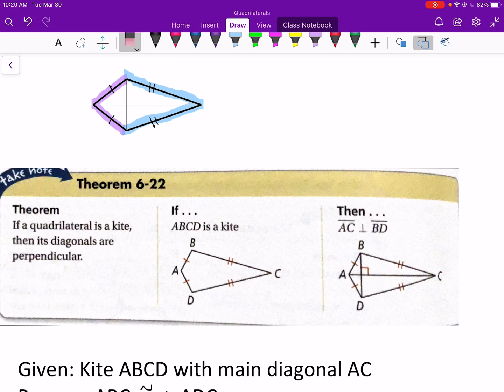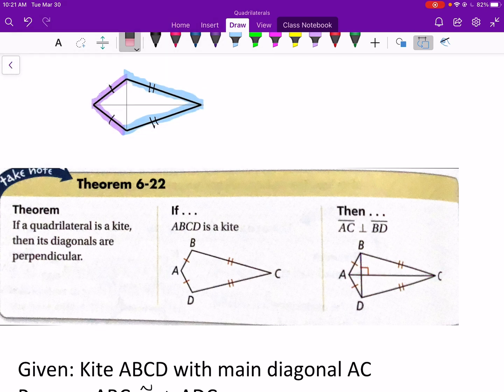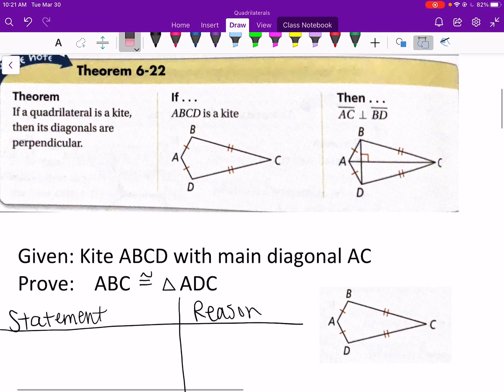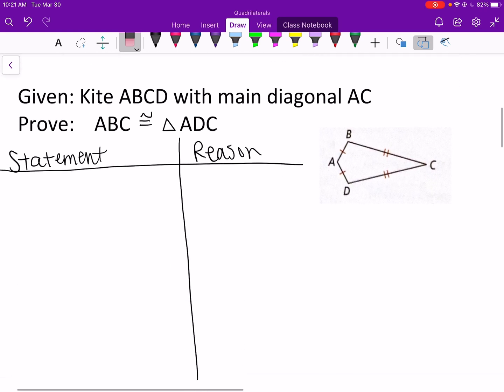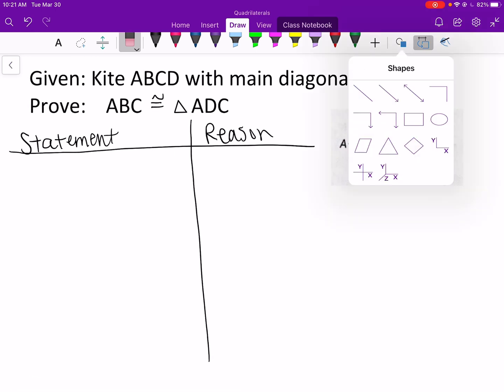And if we look a little closer, we can see that these diagonals create four right angles. So a lot of what we are doing today is finding angles of triangles, which you guys have done before, which is good. So if we have a kite, then the diagonals are perpendicular, creating four right angles. We're going to take a look at one other thing that happens with kites, dealing with triangles.